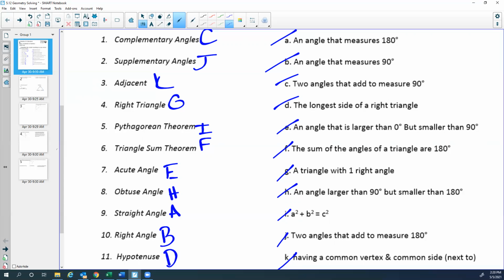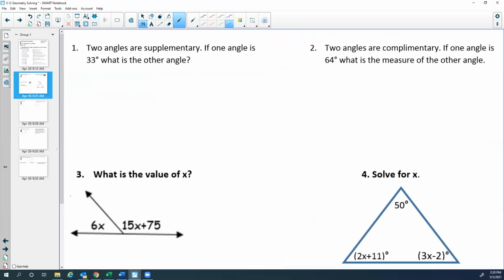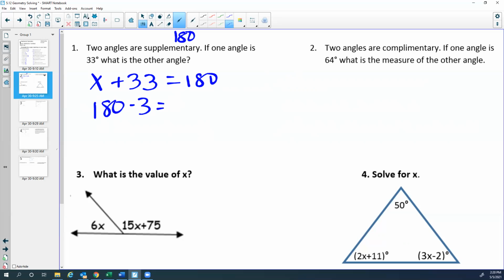A lot of geometry does have a little bit of algebra in it, specifically the solving piece. So let's start here on number one. Two angles are supplementary. Well, for that definition, that was 180 degrees. If one angle is 30 degrees, what is the other angle? That means the two angles should add up to 180. So the first angle that we don't know plus 33 degrees should equal 180. We subtract those two numbers and get the value of X, which ends up being 147 degrees.